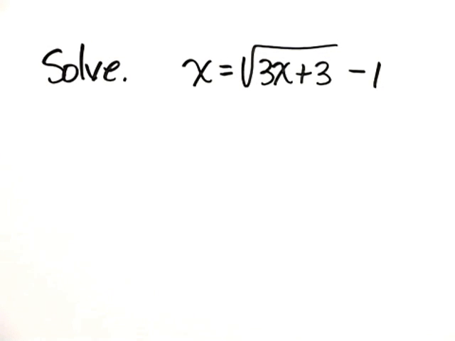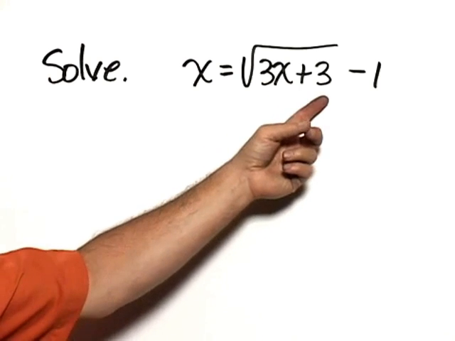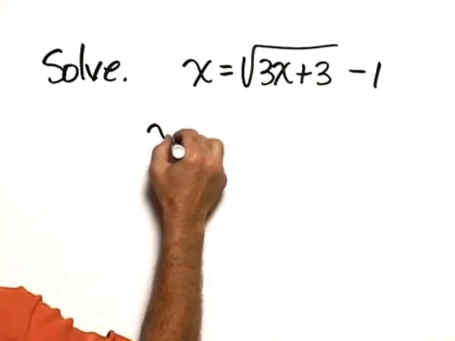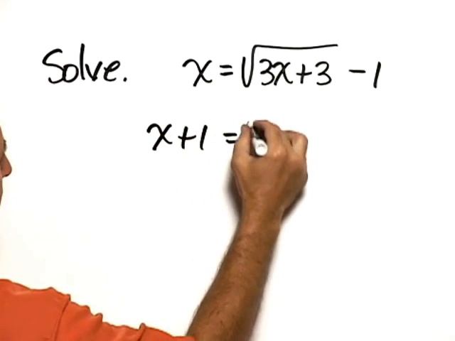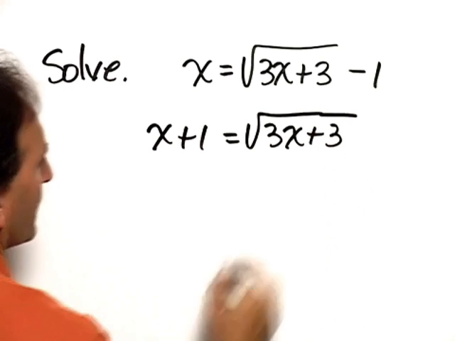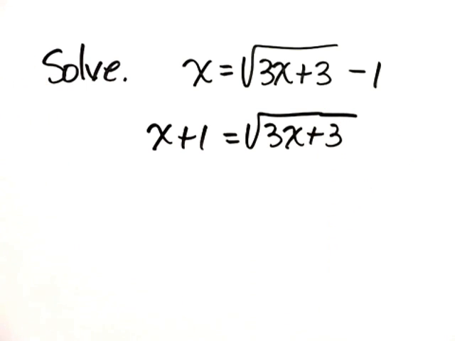Solve. x equals the square root of 3x plus 3 minus 1. To solve for x, we need to isolate this radical expression. So the first thing we'll do is add 1 to both sides. So we have x plus 1 equals the square root of 3x plus 3. Now, we square both sides.